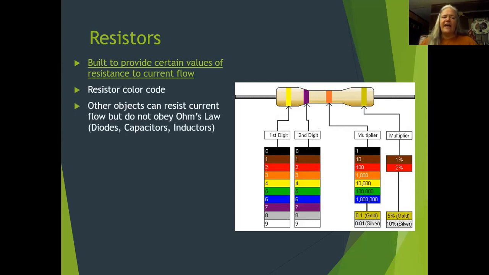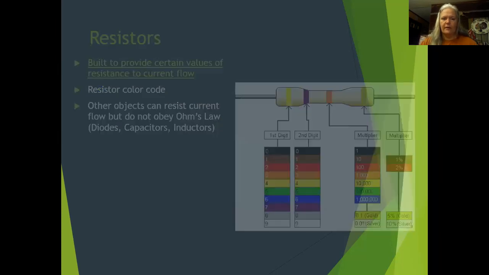Now, there's other things that can also resist current, but they're not what we call ohmic. They don't obey Ohm's law. Things like capacitors, which we already talked about. There's things called diodes, which we know as LEDs, light emitting diodes, or things called inductors that we'll see when we talk about magnetism. These things also provide a resistance to current flow, but they don't obey Ohm's law. They don't go as V equals I times R. They have different formulas to calculate the current flow through them.